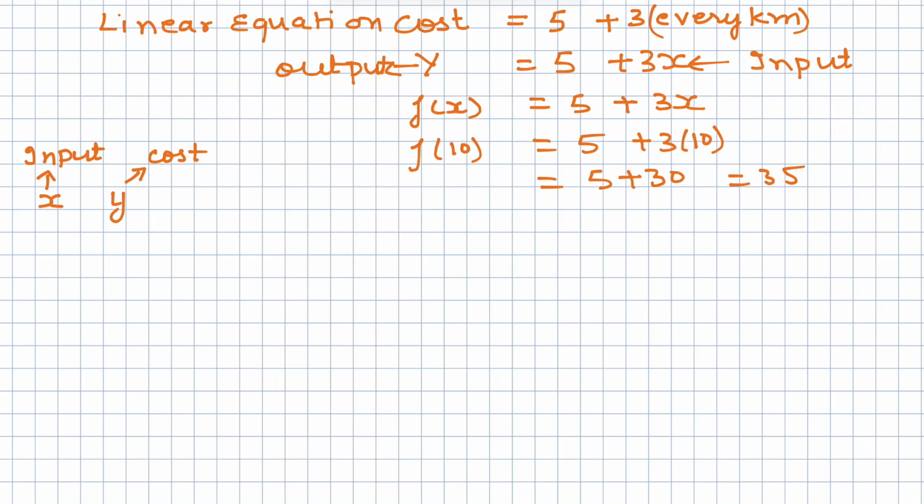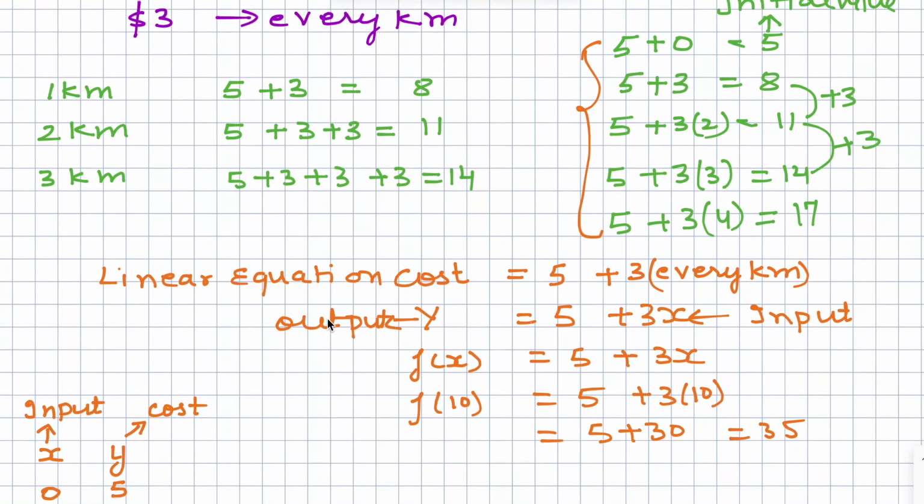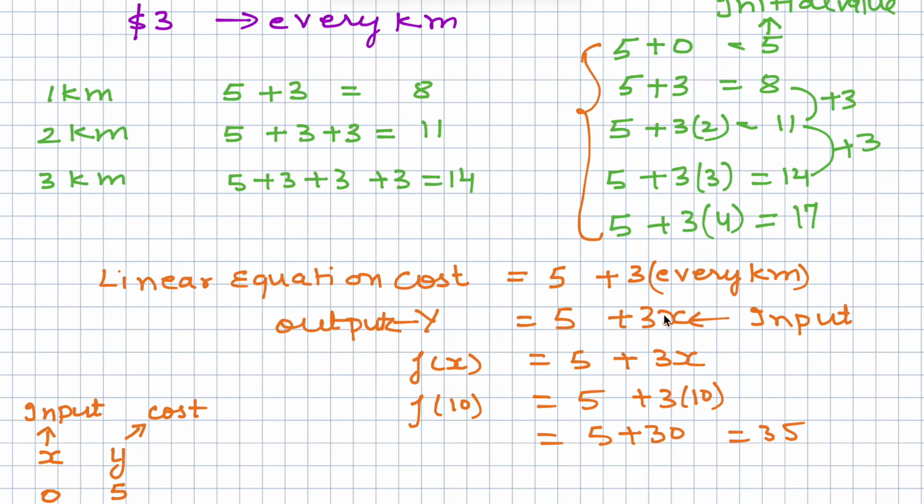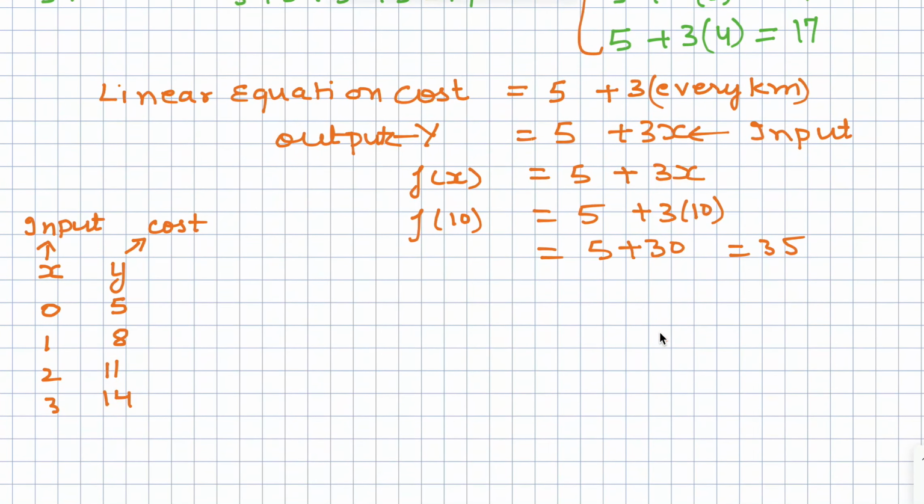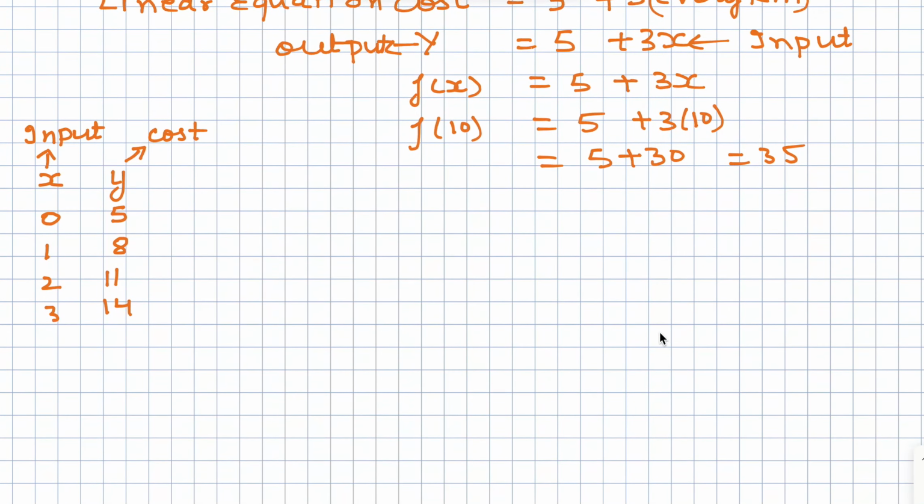So if we see this data, if there is no travel yet, she has to pay $5. For 1 kilometer, total cost is 8. For 2 kilometers, total cost is 11. For 3 kilometers, total cost is 14. That we have done here: 5, 8, 11, 14 and 17 for 3 kilometers, yes. So this is the input.